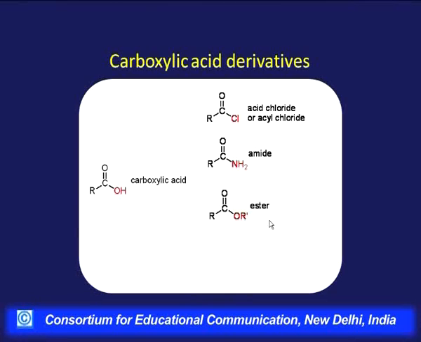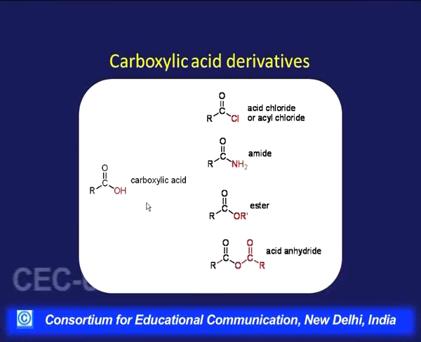Then the next class of compounds is esters. Esters are formed when a water molecule is lost between this acid and some alcohol or phenol. So there remains the OR dash. This R dash, if it is aliphatic, means some alcohol group, and if it is some aromatic group, it means some phenol group.